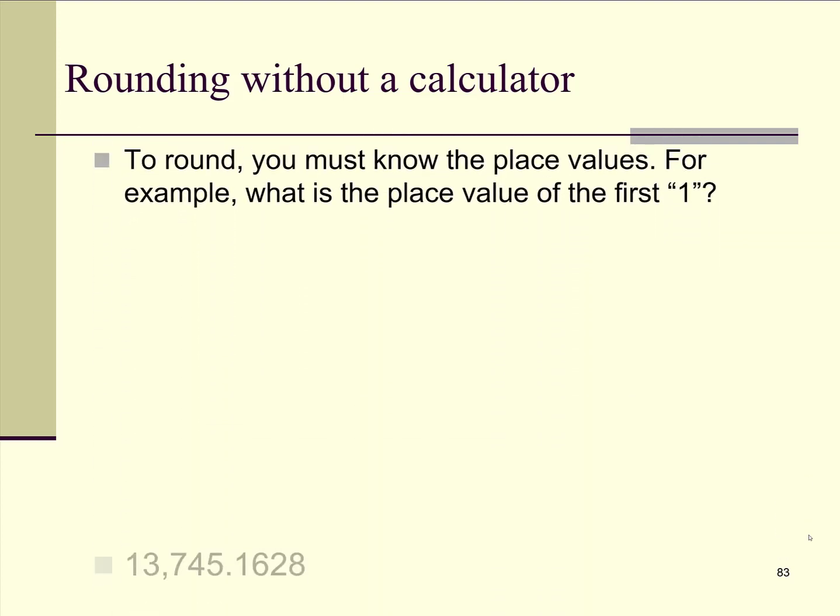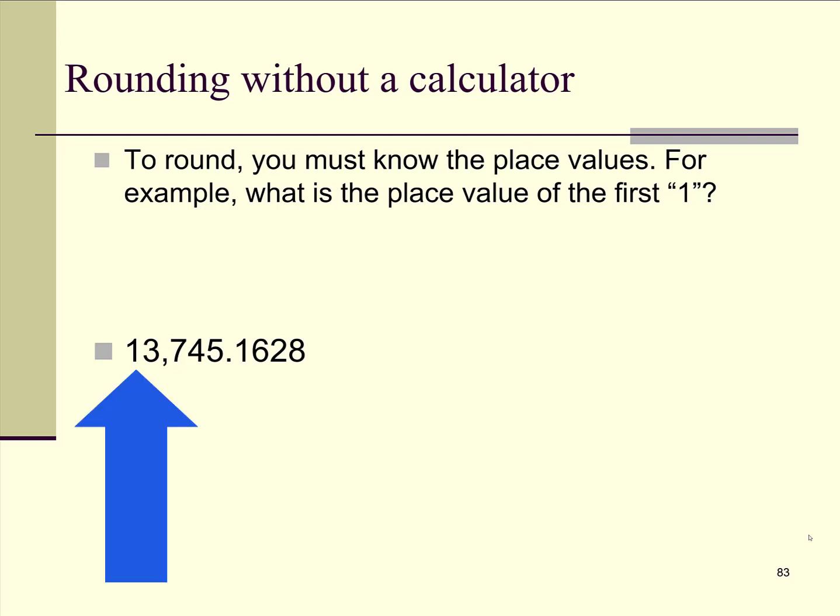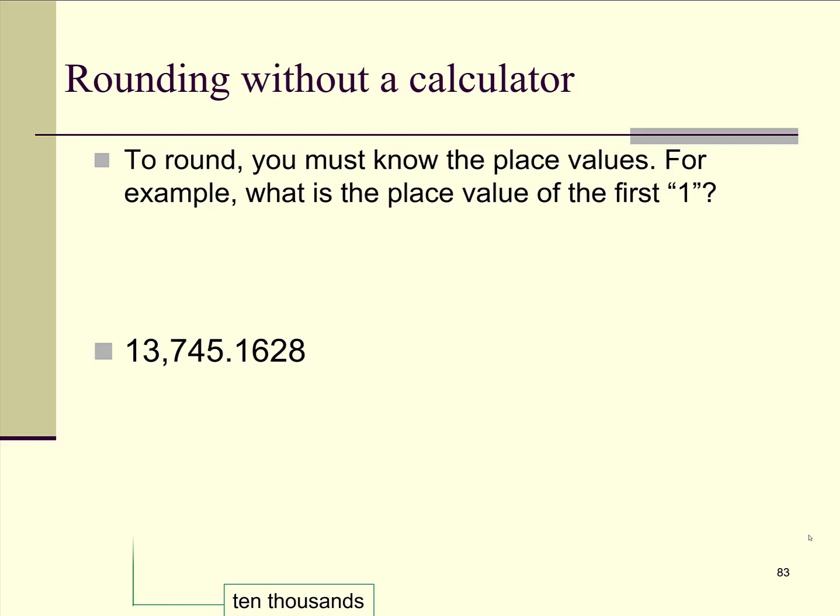So before we get into rounding itself, we need to know place values of numbers. For example, we have a number on the screen, 13,745.1628. So for example, the first one, we need to know what is the place value of that one. The place value of the first one is 10 thousandths.